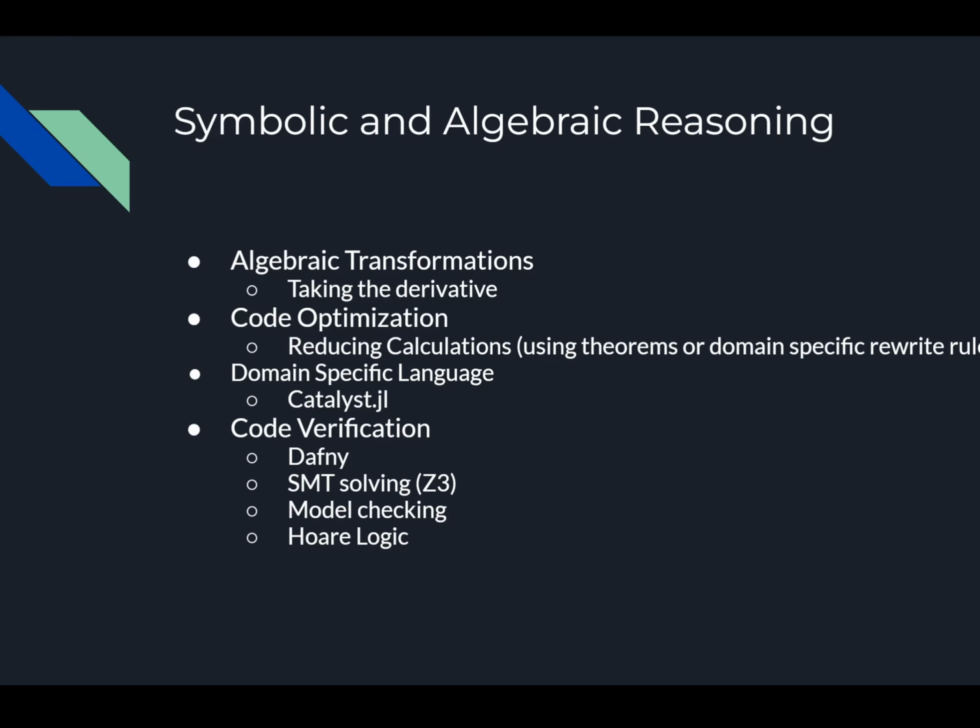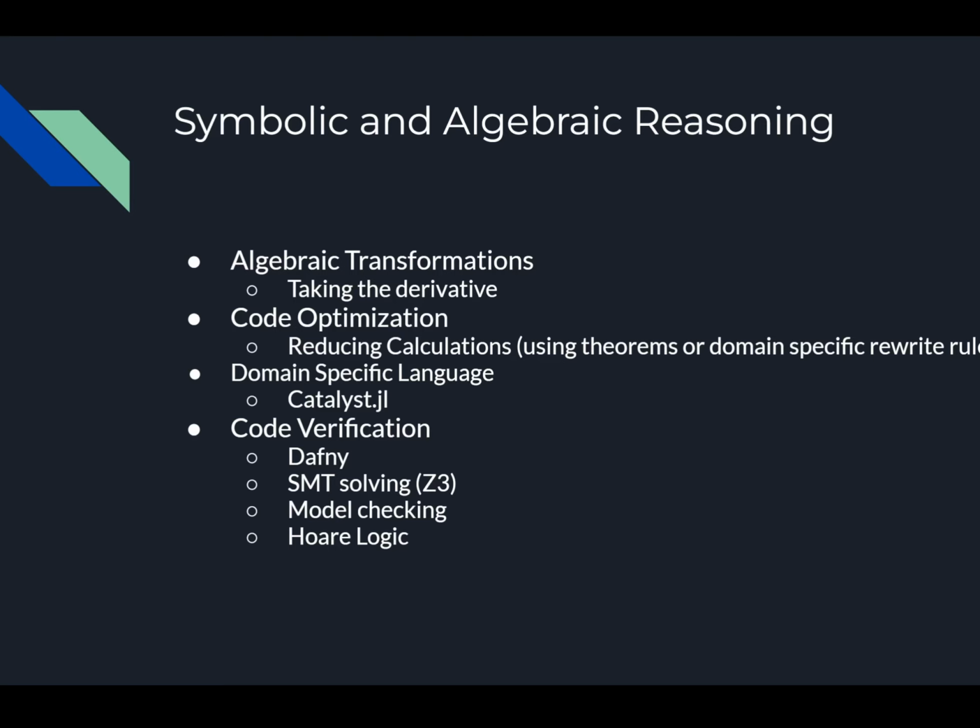That's one example. Code optimization is a use of symbolic reasoning. You might write a program that runs through your program after it's written, and then replaces expensive code operations with equivalent operations that run faster.